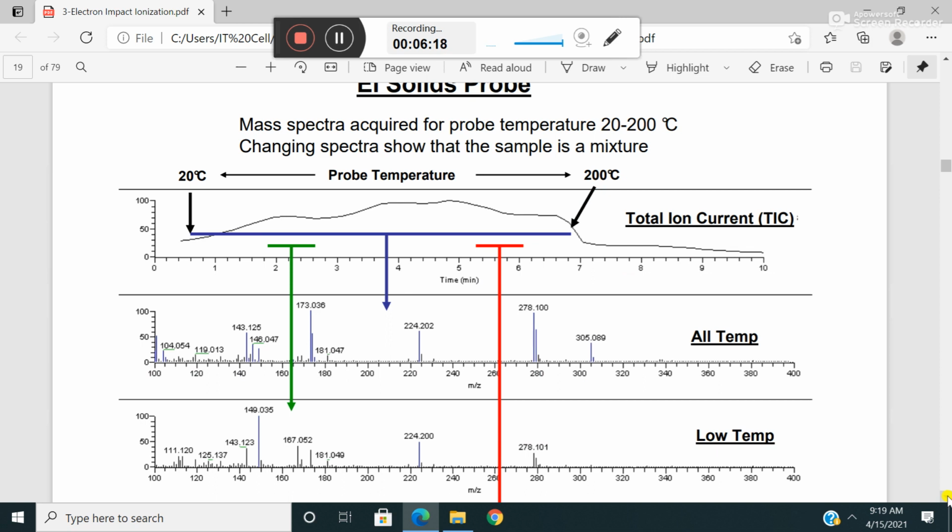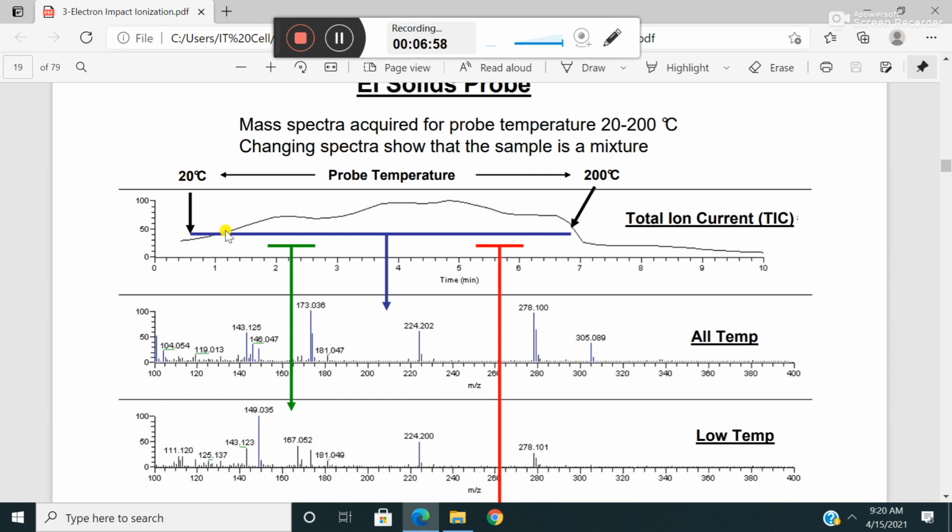You can see here what this is showing: the mass spectra acquired for probe temperature from 20 to 200 degrees centigrade. As you can see, again the intensity, and on the right side the analysis time is increasing. At below 1 minute we are maintaining a temperature of about 20 degrees centigrade, but as we move with time, the temperature is also gradually rising.